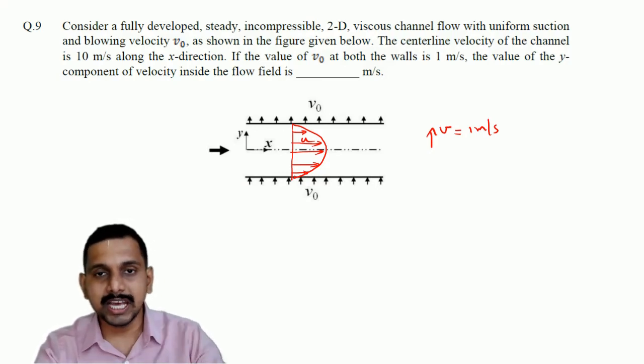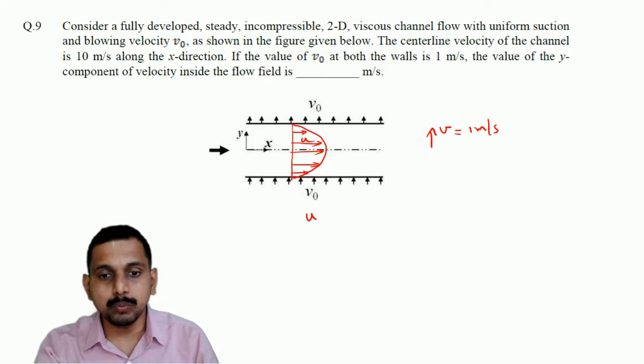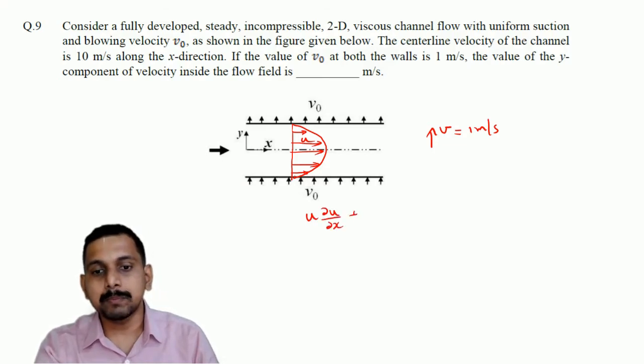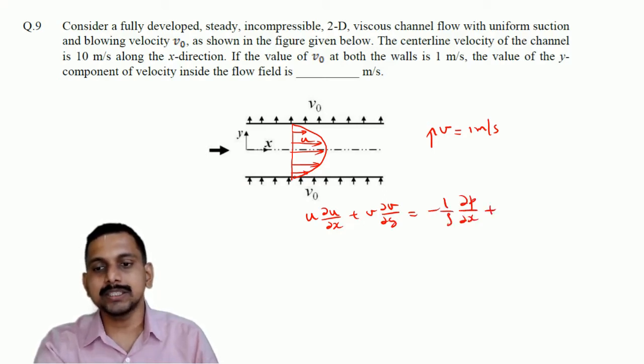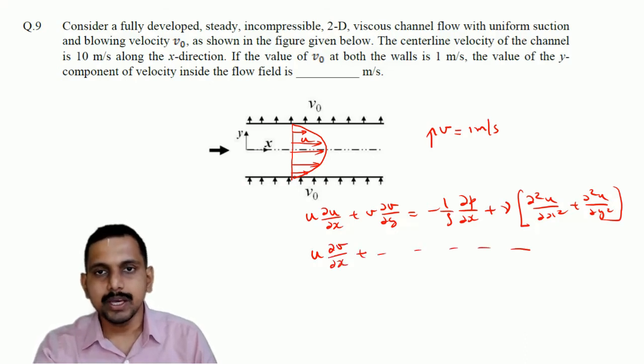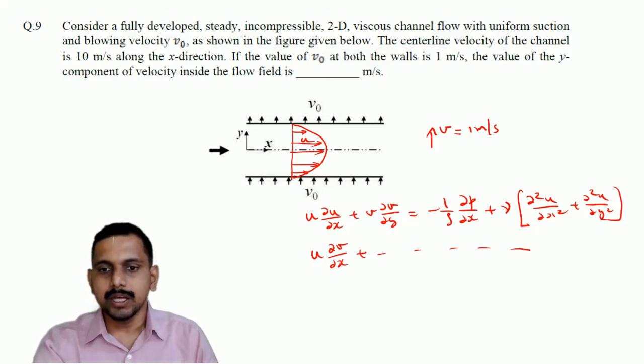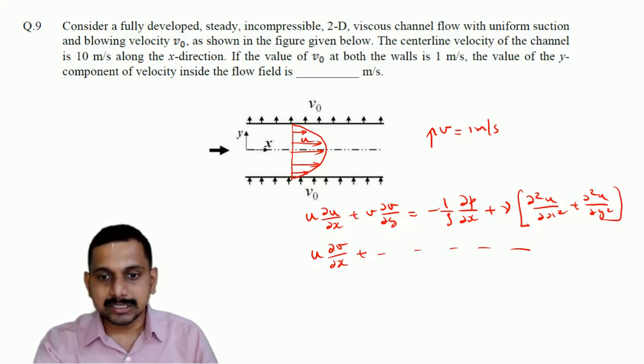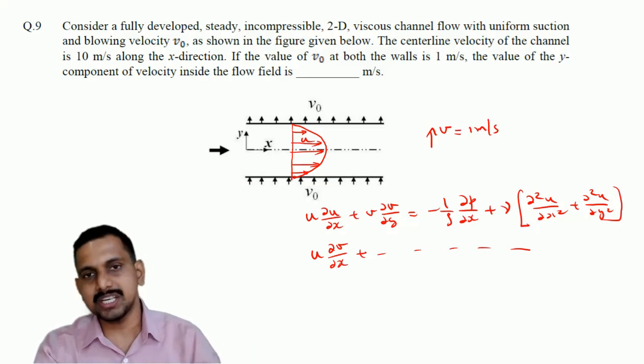If I put in the Navier-Stokes equation, u dou u by dou x plus v dou v by dou y is equal to minus 1 by rho dou p by dou x plus nu into dou square u by dou x square plus dou square u by dou y square, and so on. Similarly in the v direction, dou v by dou x and so on. Now here if we observe, both of these things can be there together.